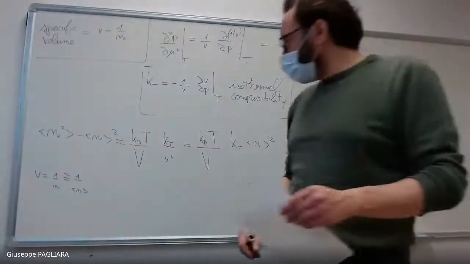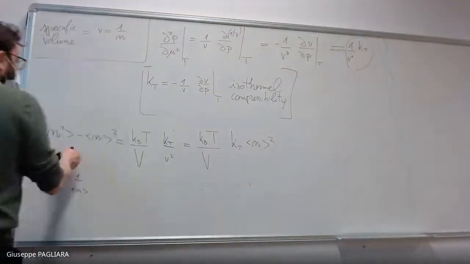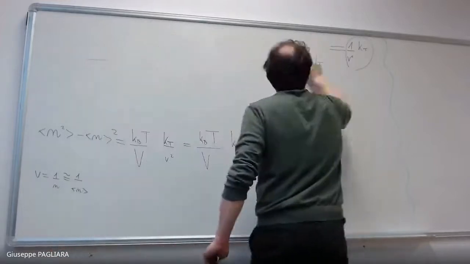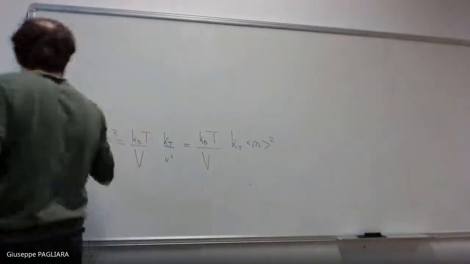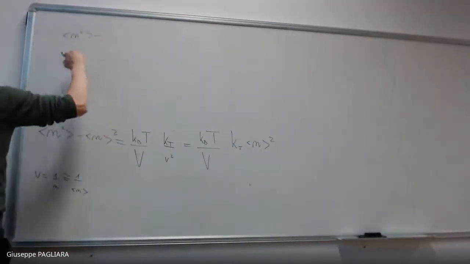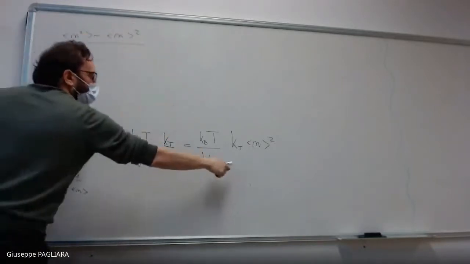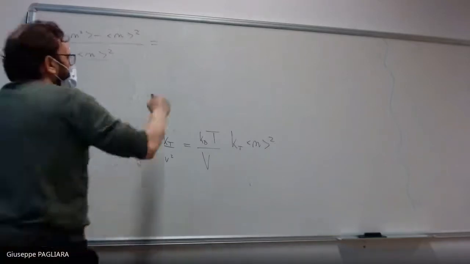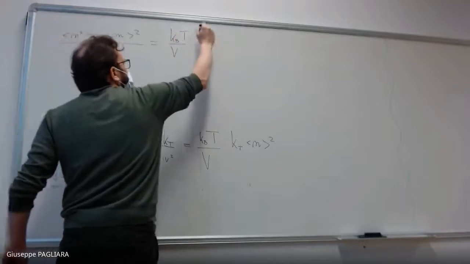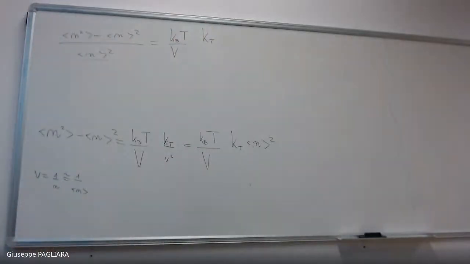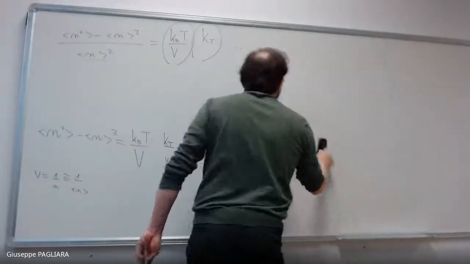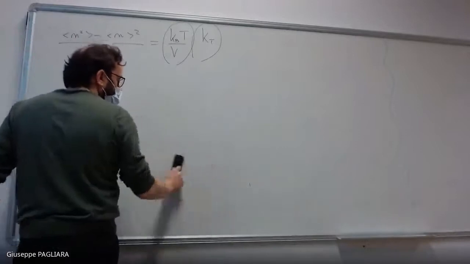Almost done. So then I can put this here and see what happens. If I do the average of n squared minus the average of n, squared, divided by the average of n squared, I get kBT divided by volume, times Kt. Here you see again the suppression of the fluctuation with the volume, but only in the thermodynamical limit, and only in the case in which the isothermal compressibility is finite.